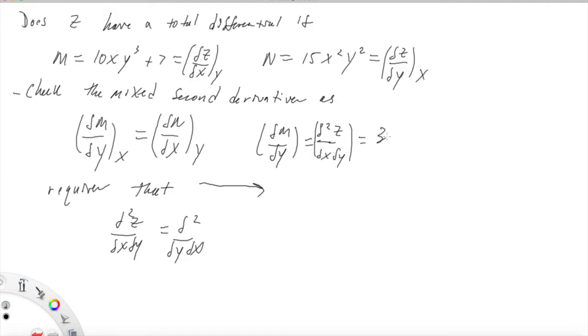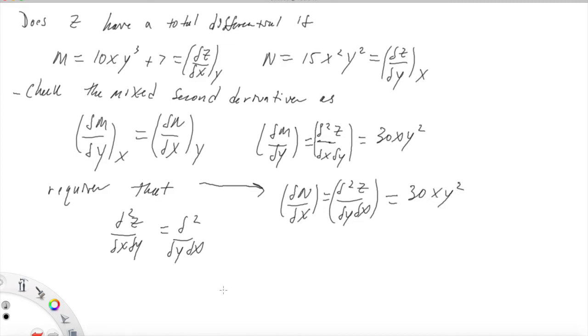So it doesn't matter which order we get to the second mixed derivative. The mixed second derivatives have to be equal. Like I said, it doesn't matter which order we take the derivatives in, and this is the necessary condition for the function z to have a total differential.